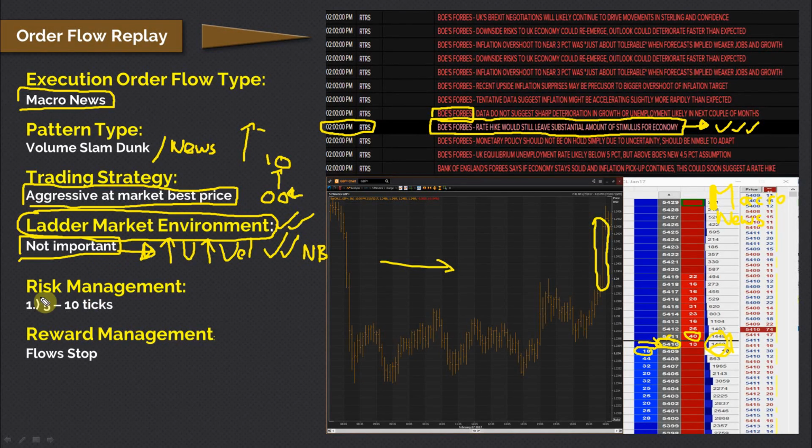Your risk management should be 5 ticks at the very most. If you get a bad price, 10 ticks at the most, but really you shouldn't be risking more than 5 ticks. Our top traders don't risk more than 2 ticks, even in the more volatile currency markets.